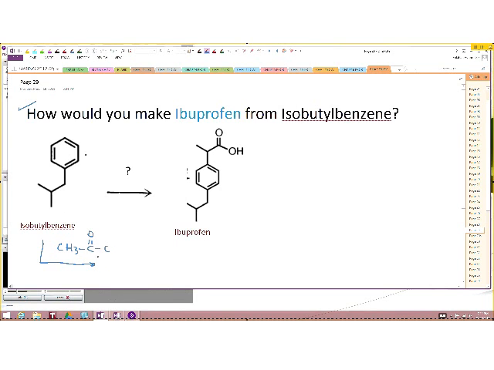So you want to use an acid chloride. How do you get that acid chloride? Acetic acid reacting with thionyl chloride, right? We just did that. Okay, so now this group here is an ortho-para director, so we want to place this in the para position. Very good.